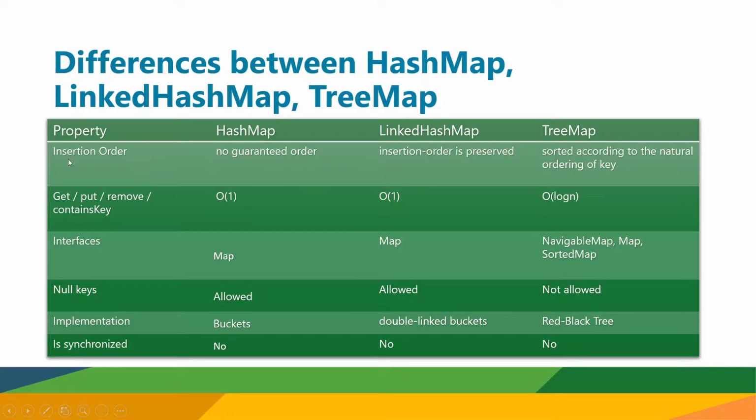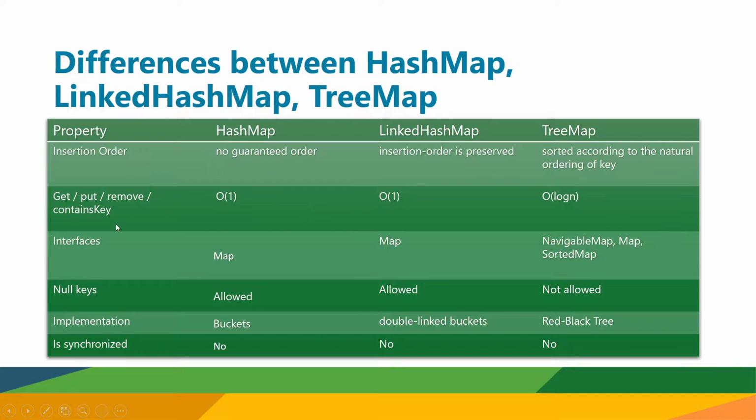I will consider the first row, insertion order. If you see insertion order in HashMap, there is no guarantee. In LinkedHashMap, the insertion order is preserved. And in TreeMap, elements are sorted according to the natural ordering of the key.